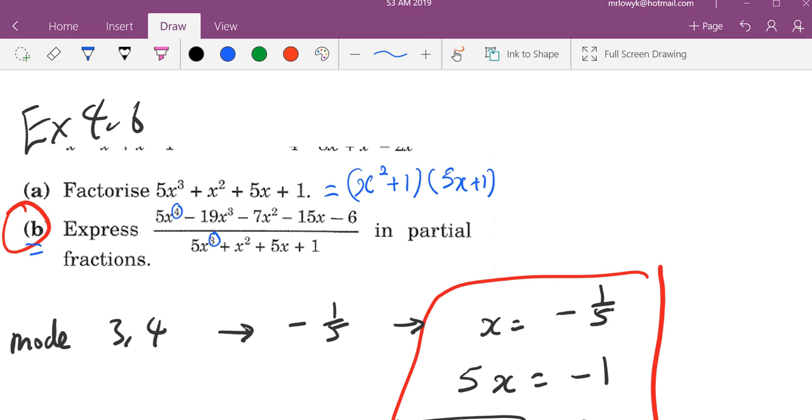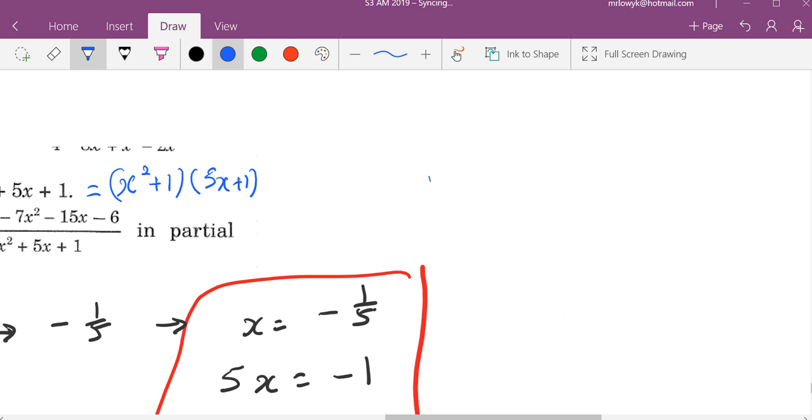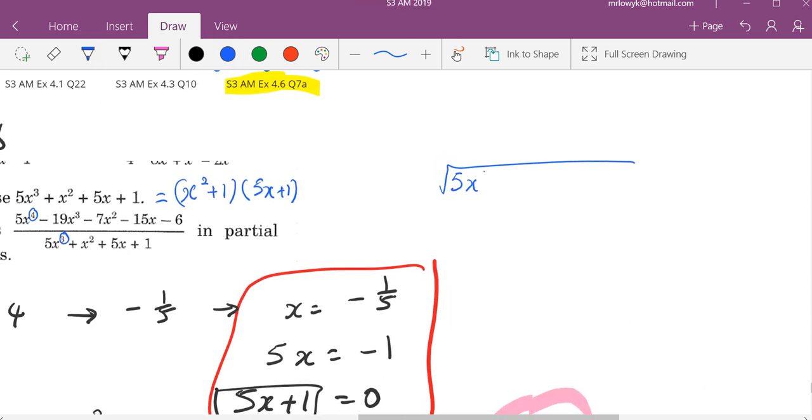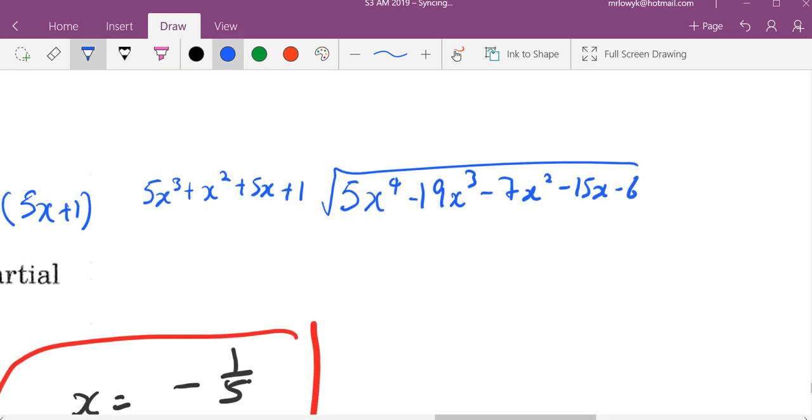Improper, right? Improper fraction means you have to do the long division. So long division, no choice. So I look at 5x^4. How do I get rid of 5x^4? X is alone. Oh yeah. So it's not here, it's actually here.